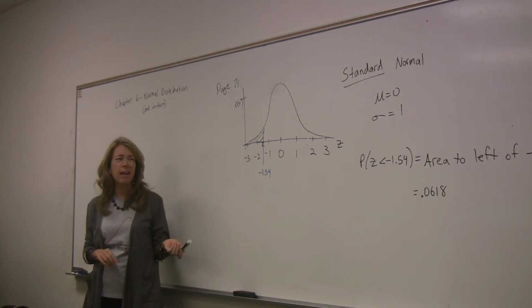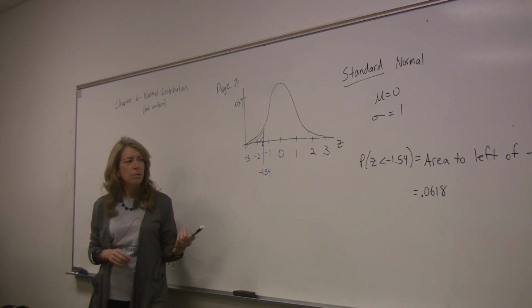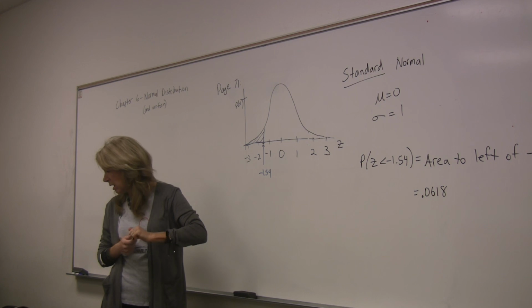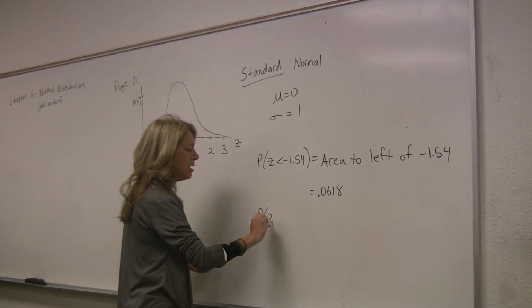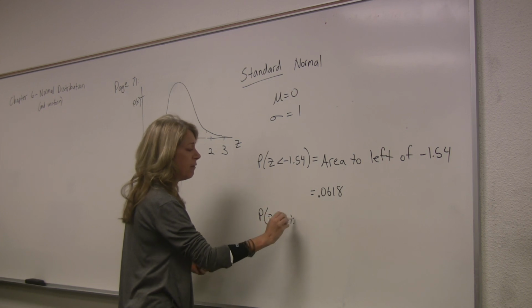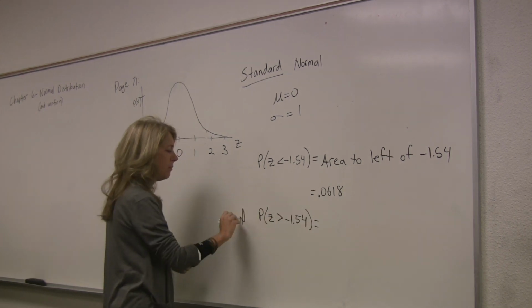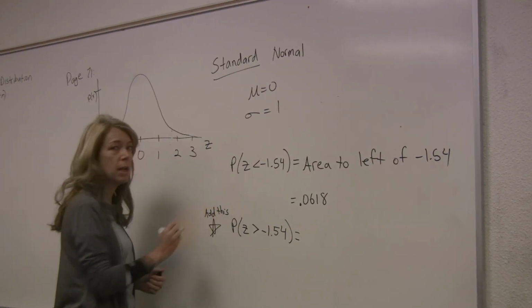But what if there had been a greater than problem? What if I just change this problem? I'm going to add a little problem right next to it or underneath it, maybe off to the side if you can squeeze it in. What if I had said z greater than negative 1.54? Add this problem. It's not in your notes.